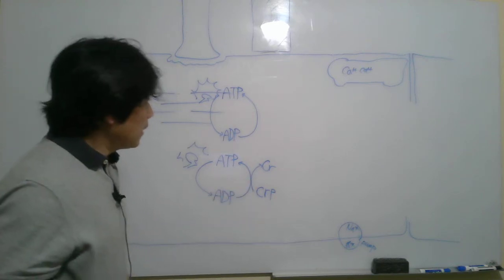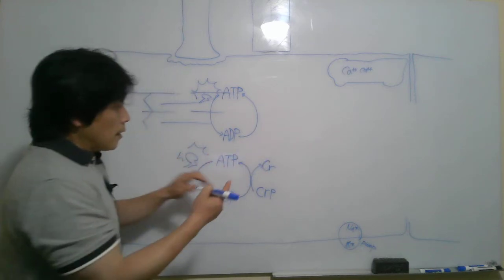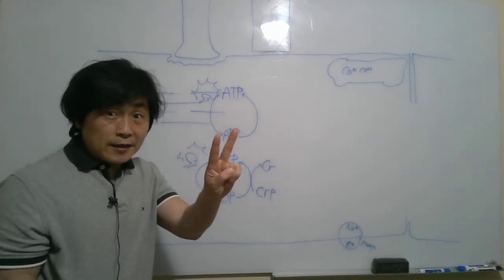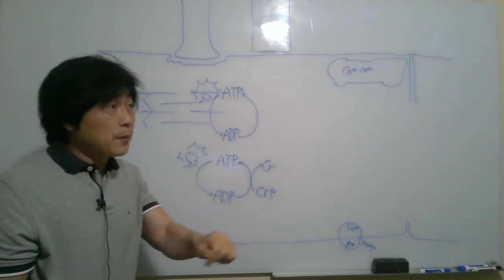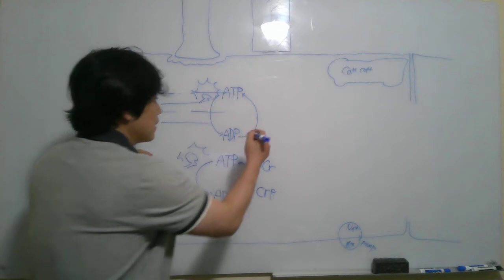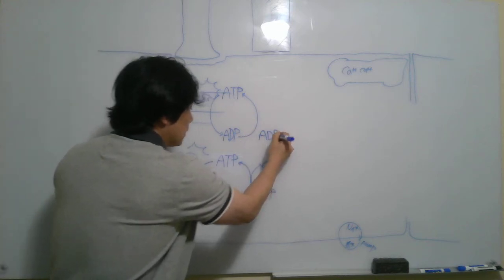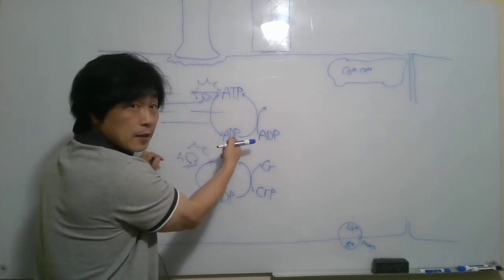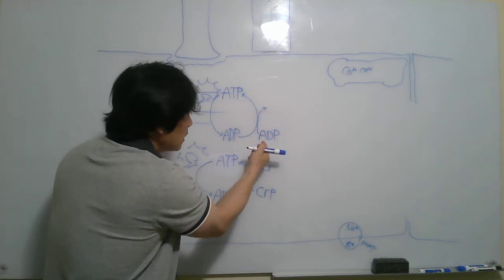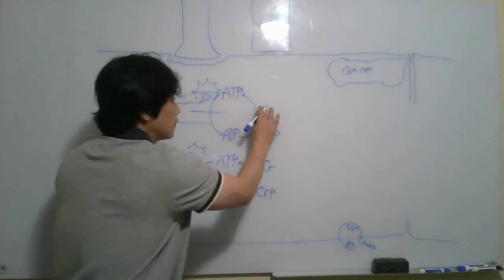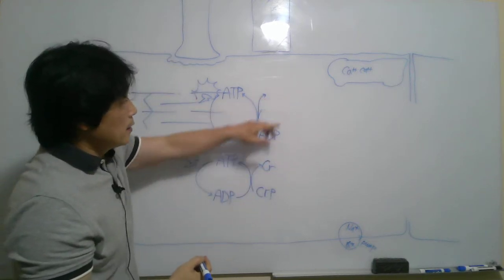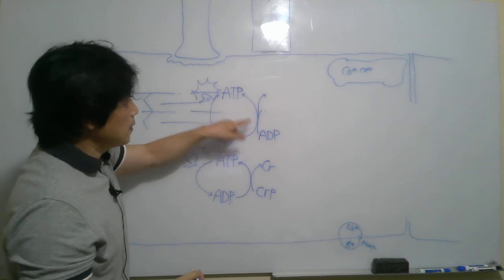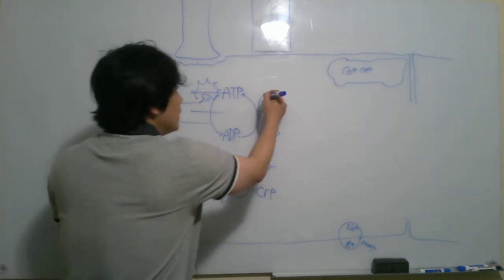However, sometimes after creatine phosphate, do you remember using 2 ADP to make 1 ATP and 1 AMP? If we have another ADP, this ADP gives inorganic phosphate to this ADP, and one of the ADPs becomes ATP. ADP gives inorganic phosphate to this ADP, so this ADP becomes ATP. And this one, which one? AMP.